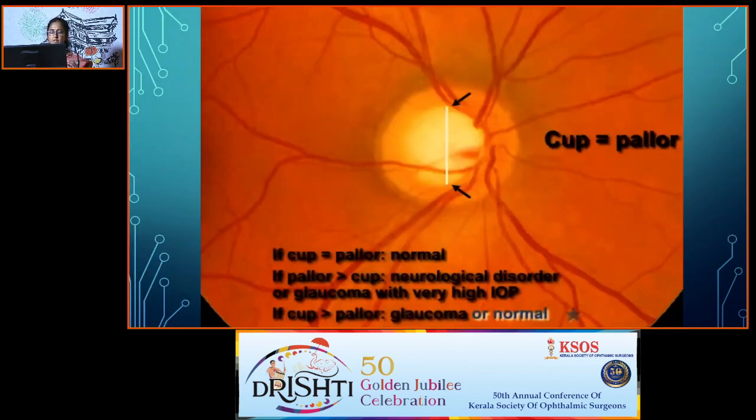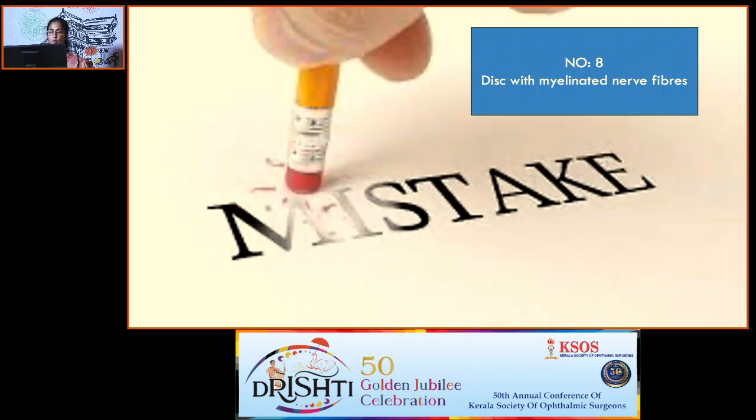So, in short, if the cup is equal to pallor, that is normal. If the pallor is more than the cup, it is a neurological disorder or a glaucoma with very high IOP. If the cup is more than pallor, it may be glaucoma or it may be normal.